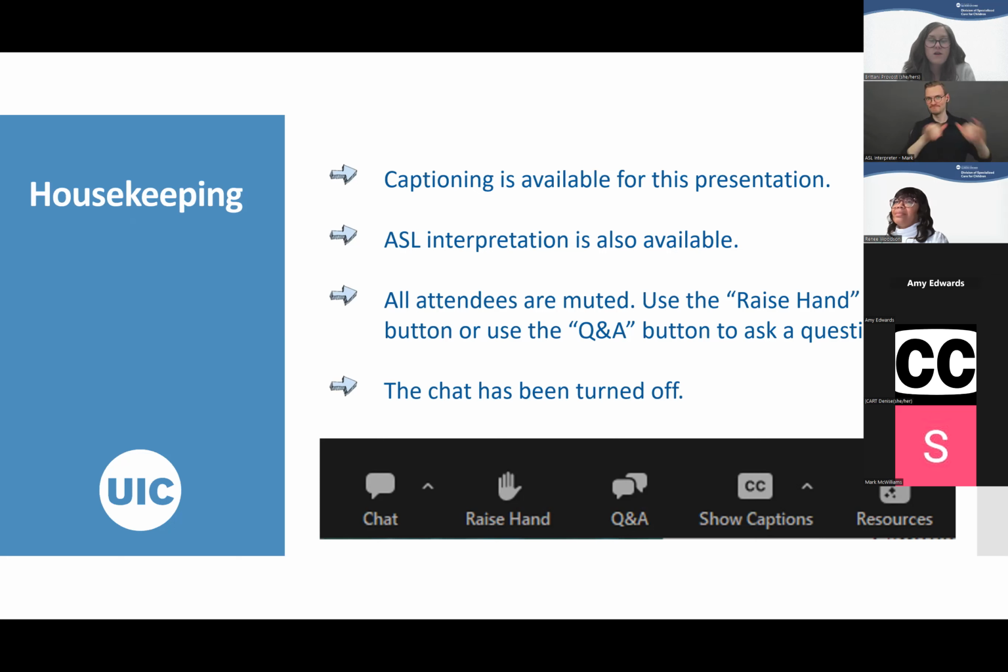All attendees are muted, so throughout the whole presentation, you won't be able to talk unless we unmute you. So we have the raise hand button down at the bottom of your screen. If you have a question where you need to talk, you can click that raise hand button. But our preference is that you use the Q&A button to ask a question. So not the chat button, which you might be more familiar with, but click that Q&A button and you'll be able to type questions in there. And Amy and Renee are going to help me monitor that throughout the presentation.